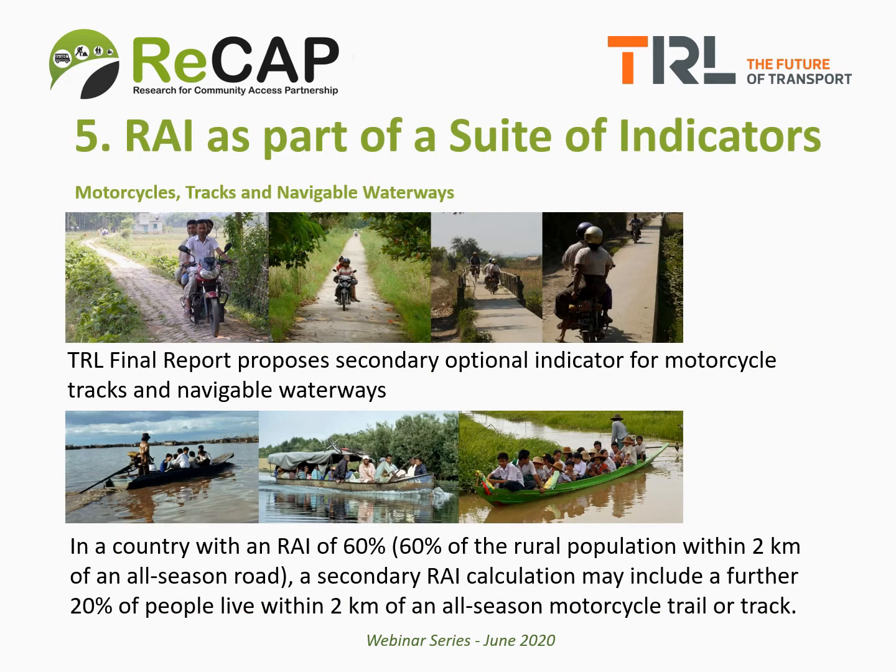In the supplemental guidelines to the RAI developed by TRL, we also included a draft paper on secondary indicators. Many people gain access to services via infrastructure that is not all-season roads, for example using motorcycle tracks and navigable waterways. This type of access cannot be included in the RAI because the definition is already set and relates specifically to all-season roads. However, access using intermediate means of transport does need to be recognized, so there is some scope to develop additional indicators. This type of access could be measured through incorporation of tracks and jetties into OpenStreetMap, as an example.